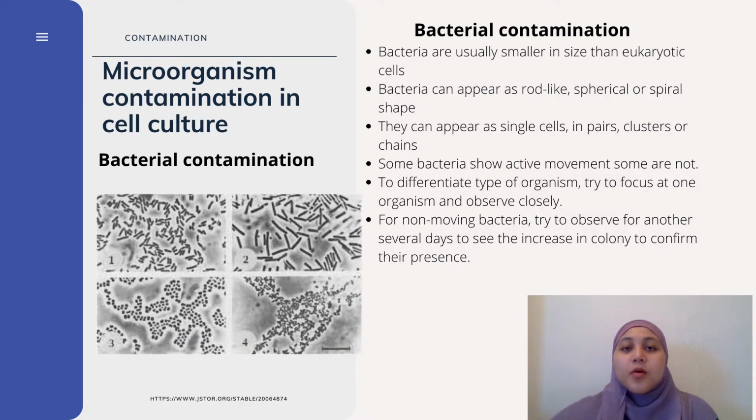Let's learn in more detail about bacterial infection. Bacteria are usually smaller in size than the eukaryotic cells. Bacteria can appear as rod-like, spherical, or spiral shapes. Under microscopic examination, they can appear as single, in pairs, clusters, or in chains. Some bacteria show active movement, but some are not.